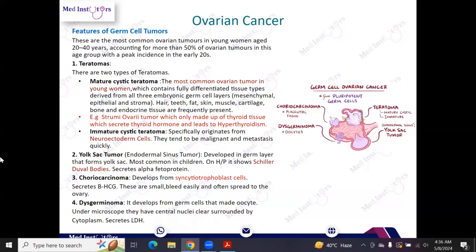The fourth type we have is dysgerminoma. It develops from the oocyte or oogonia, and under the microscope they have central nuclei which are clear, surrounded by cytoplasm, and they are LDH secreting tumors. So the key word which is associated with dysgerminoma is LDH. What I'm trying to say is, if you find a clinical scenario and on lab findings the LDH level is raised, then what tumor are you going to choose? Choriocarcinoma, dysgerminoma, yolk sac tumor, or teratoma?